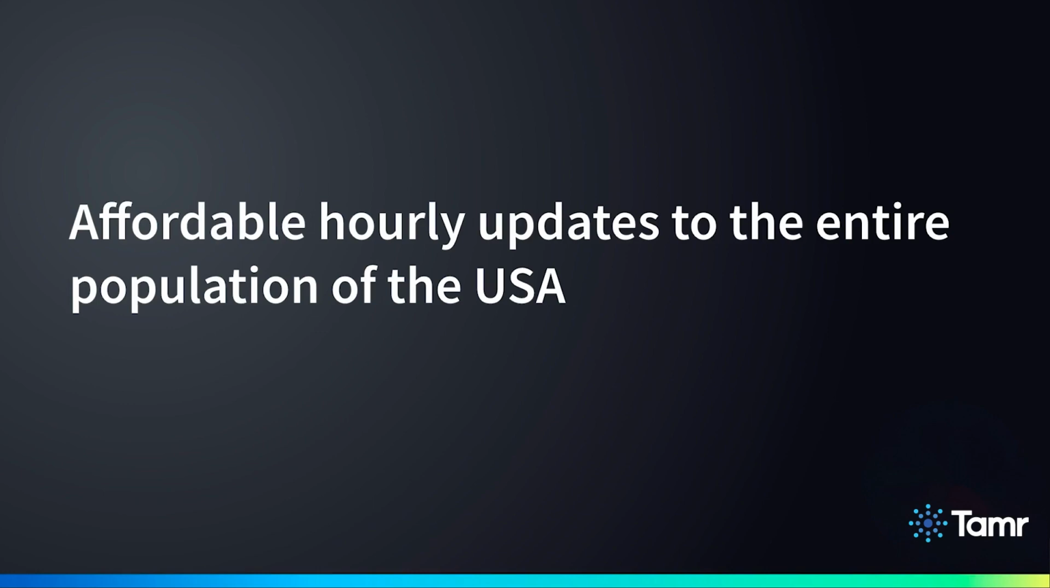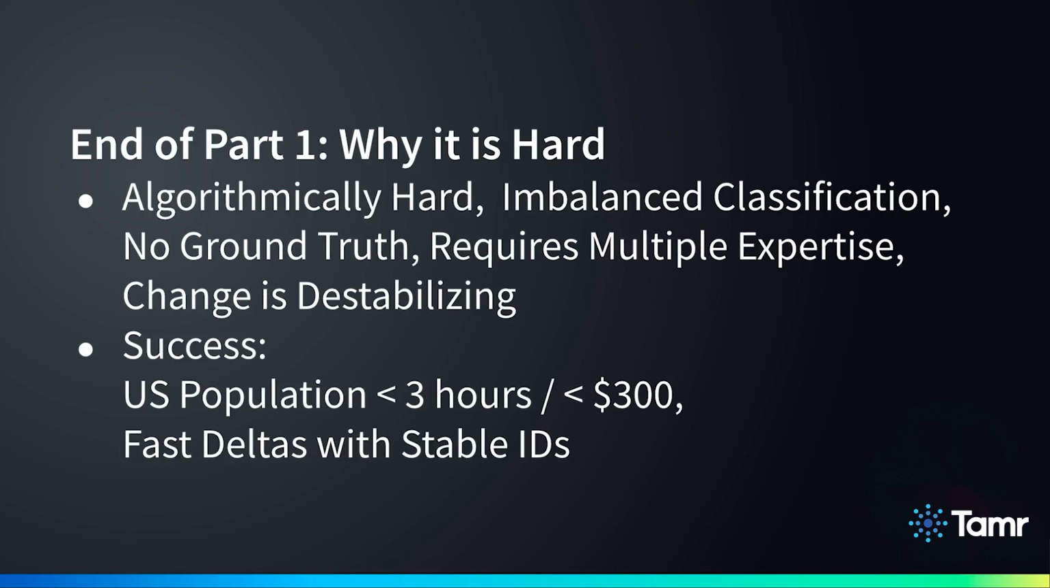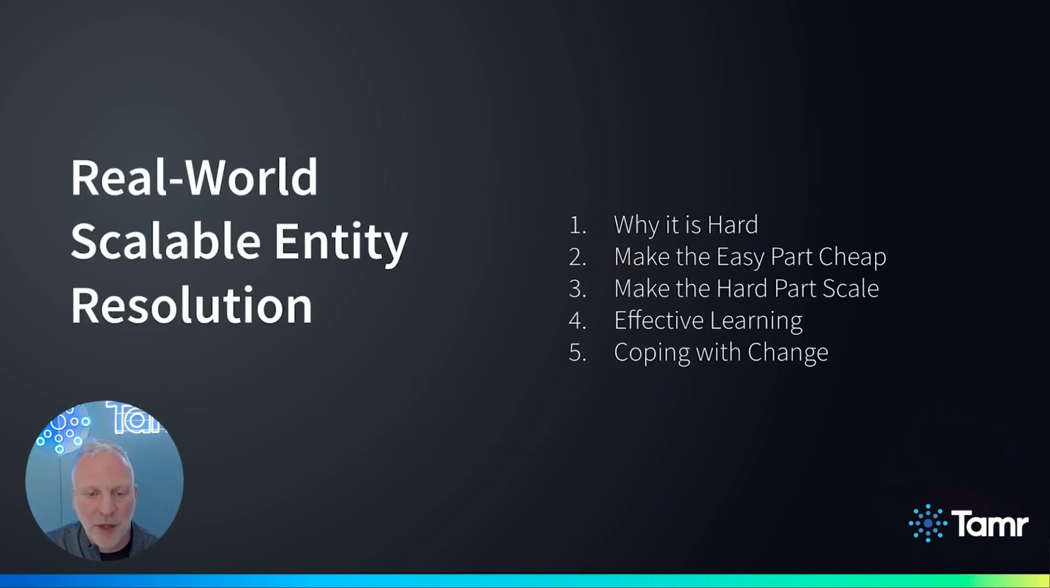This is the end of part 1, why entity resolution at scale is hard. We covered some of the challenges and some metrics of success, showing how with Tamr's approach, you are able to deduplicate the US population in under 3 hours, under $300, with fast deltas and stable IDs. Join me for the next part where we talk about making the easy part cheap.